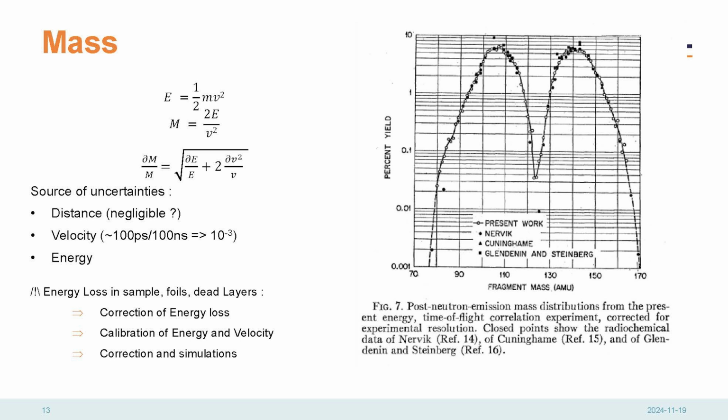So you will measure the independent yields, that you can call them in this way, but basically you get the mass based on the energy and the velocity measurement. So there are sorts of uncertainties here.